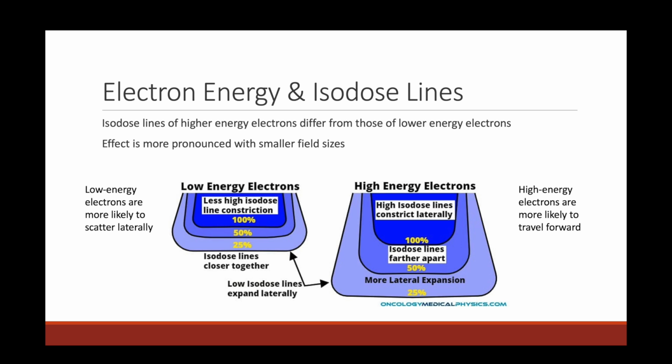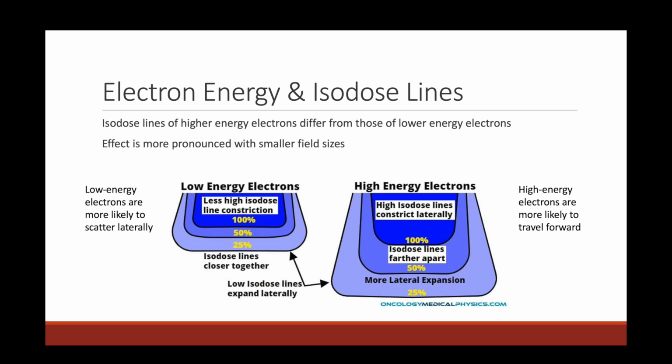The high energy isodose lines are going to splay out laterally because low energy electrons are more likely to scatter laterally. With high energy electrons, the high isodose lines are more likely to be constricted laterally. So the 100% and 90% isodose lines are going to be more constricted laterally. The reason for this is that these higher energy electrons are more likely to travel forward. They are more forward directed, not as likely to travel laterally, and that ends up constricting the high isodose lines.